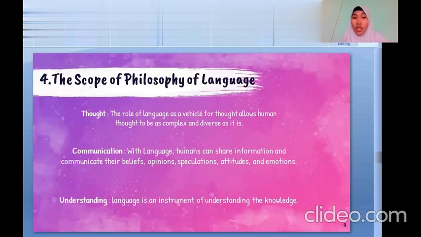With language, humans can share information and communicate their beliefs, opinions, speculation, attitudes, and emotion.